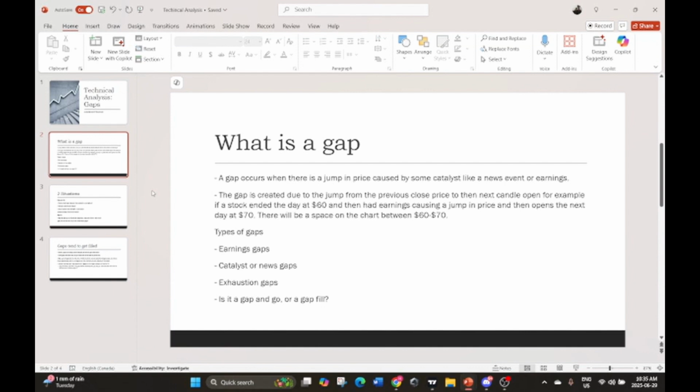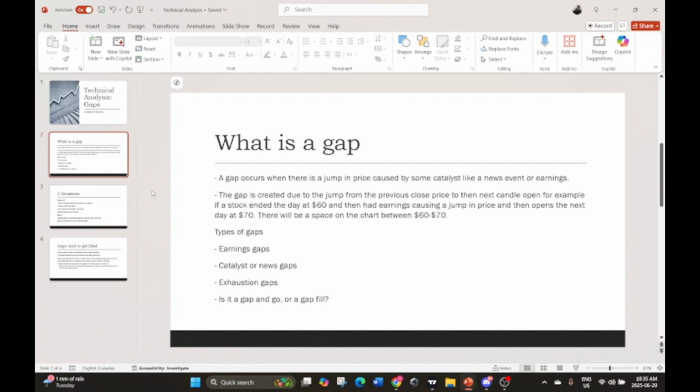During the post-market and pre-market sessions, you can see a jump in the stock price. For example, it closed the previous day at $60, and then it opens the next day up around $70. When it creates that gap in price, you'll see that $10 fluctuation, and it will be an empty space on your chart.